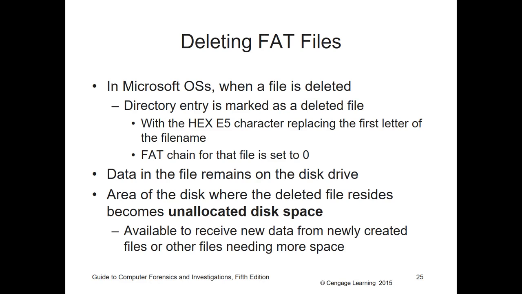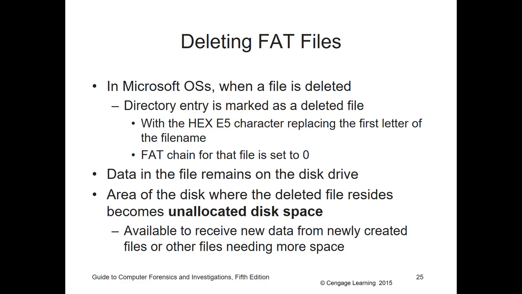As we delete files from a FAT system, when a file is deleted, the directory entry is marked as a deleted file. The data is still there, but the index or the file system is marked as deleted, with the hex E5 character replacing the first letter of the file name. So if you're scanning a disk and looking at the hex view of it, and you see E5, E5 is the designation for a deleted file. The FAT chain for the file is set to 0 also, so that if we have multiple files in that chain, setting it to 0 just kind of marks all of it invalid.